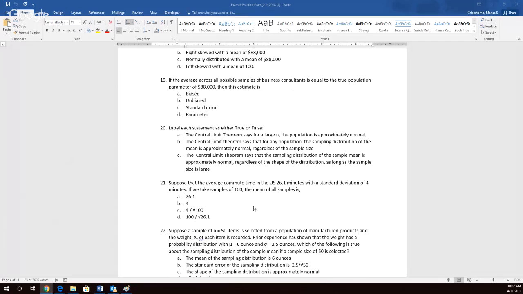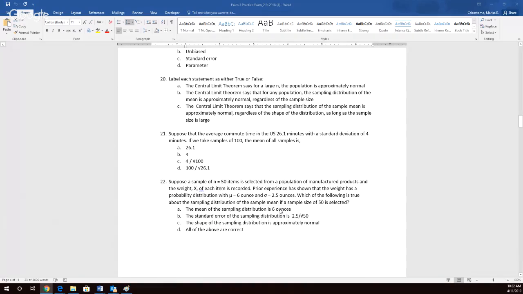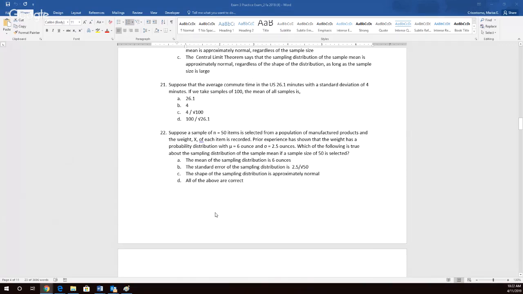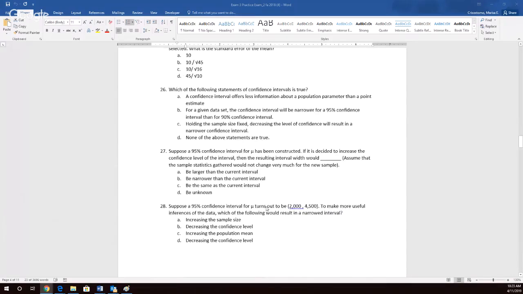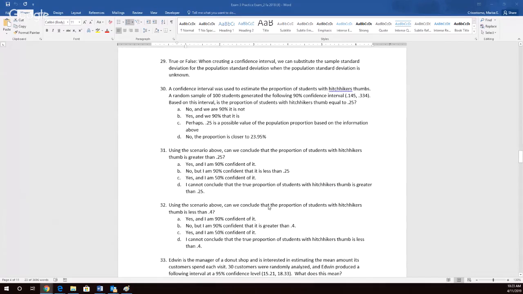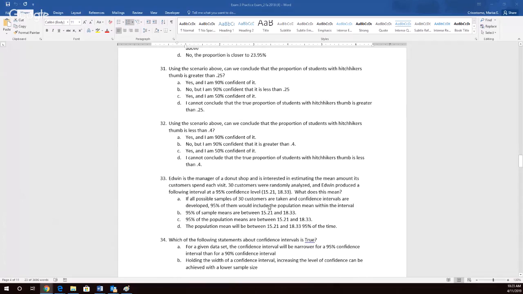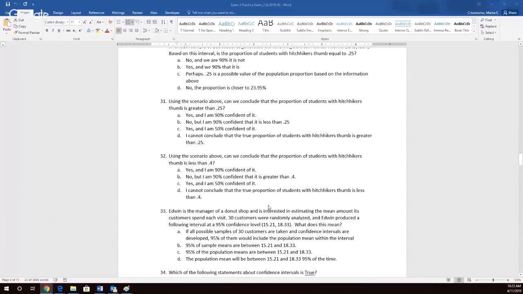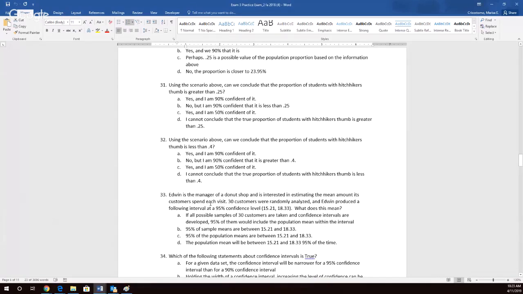So that's a good hint for you when you're looking at the conclusions of these confidence intervals. Are you referring to the intervals or are you referring to the sample? So if you're referring to the sample, it's probably incorrect. Let's find one of those. Okay, so here's number 33.